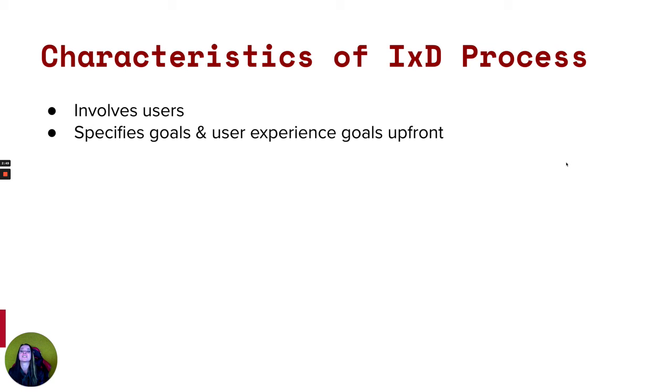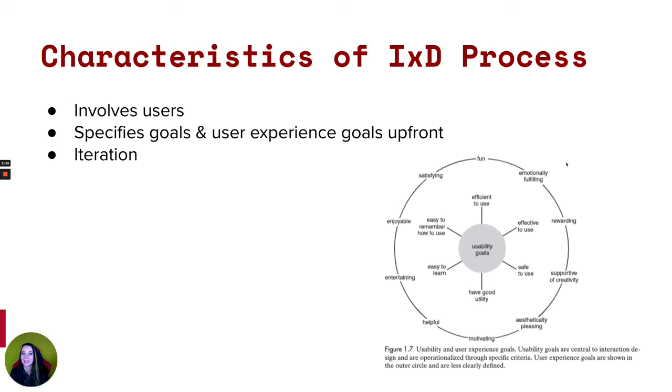So making those decisions up front about what the user experience goals are and what the app is going to be like, and then iteration, right? Making things, trying them out. Making things, trying them out. Coming up with what the interactions should be like and seeing if those interactions really work for the users.